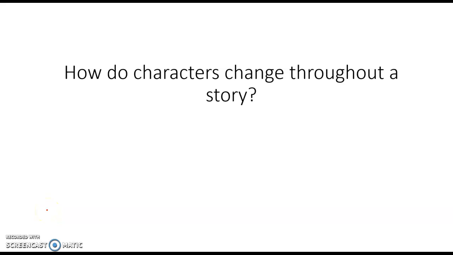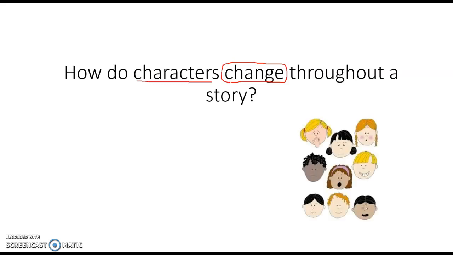Your lesson essential question today is, how do characters change throughout a story? So we're going to be focusing on the characters and how they change throughout a story. We're really going to be looking at the characters' feelings. So did they change the way they feel or how they act?